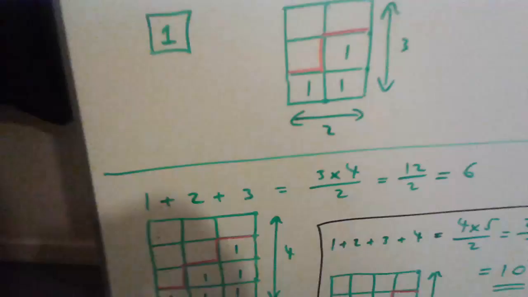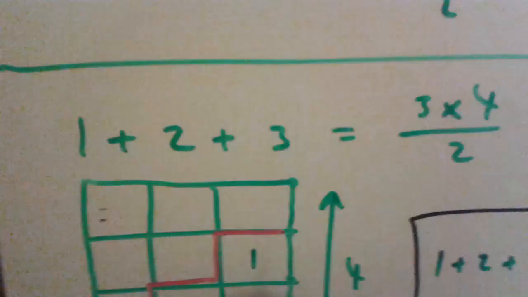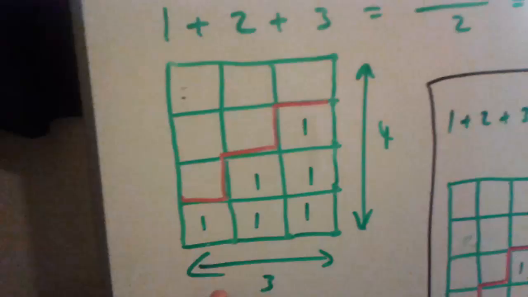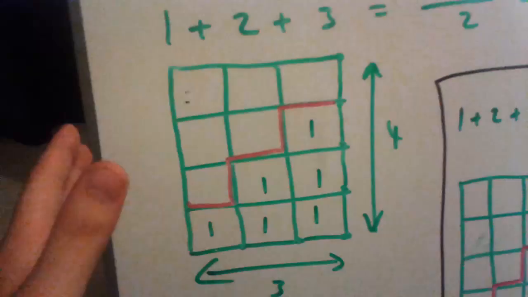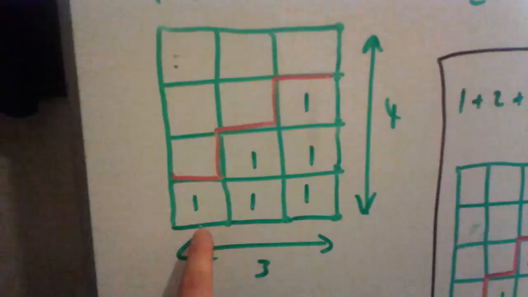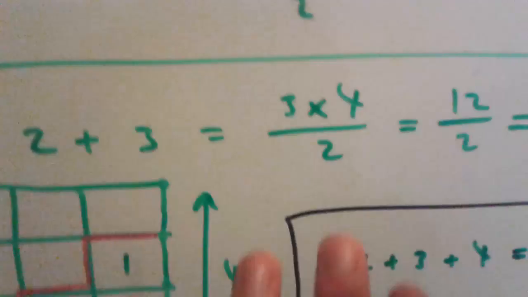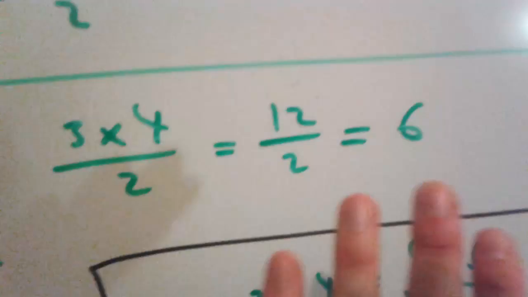Now, what would you do if you wanted to add 1 plus 2 plus 3? We know the answer is 6, right? We can add up these numbers in a different way. We can create a 3 by 4 rectangle. 3 times 4 is 12. You divide the area of this rectangle by 2 and you get 6, right? As you can see here, we've got 1, 2, 3, 4, 5, 6. So, to figure out what 1 plus 2 plus 3 is, all you have to do is 3 times 4 divided by 2, which is 12 over 2, which is 6.